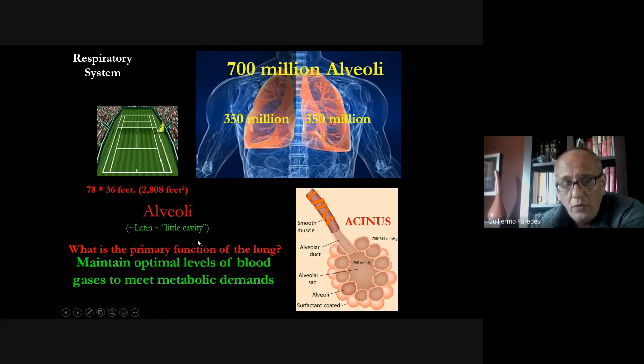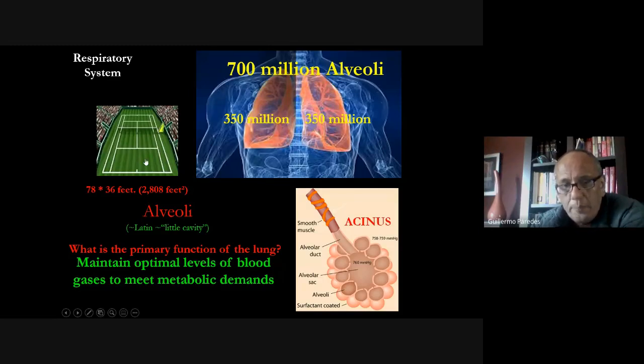Just to let you know, if you have a tennis court and you open all these alveoli like a carpet, like a rug, all over the 2 lungs, they are going to have an area of a tennis court. Just to visualize, this is the area that each individual has of alveoli, and that is the area where you have gas exchange.